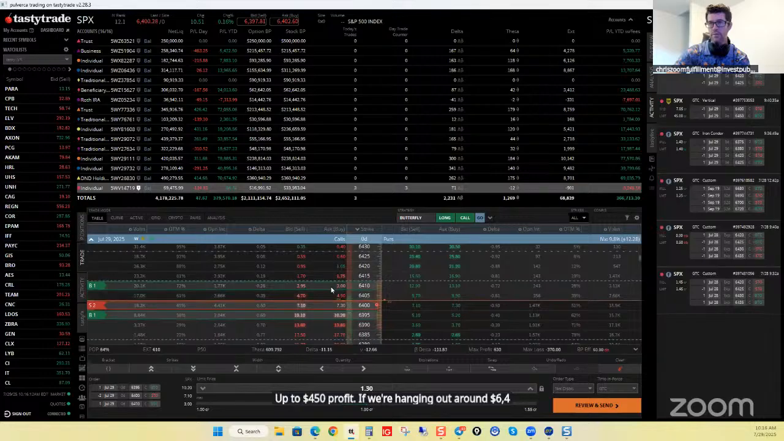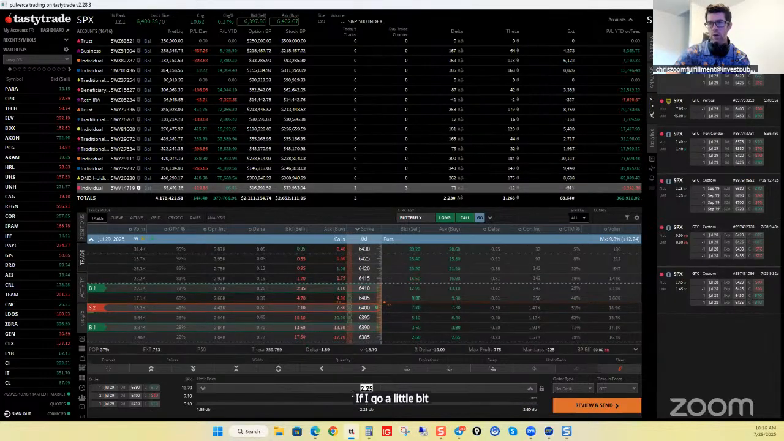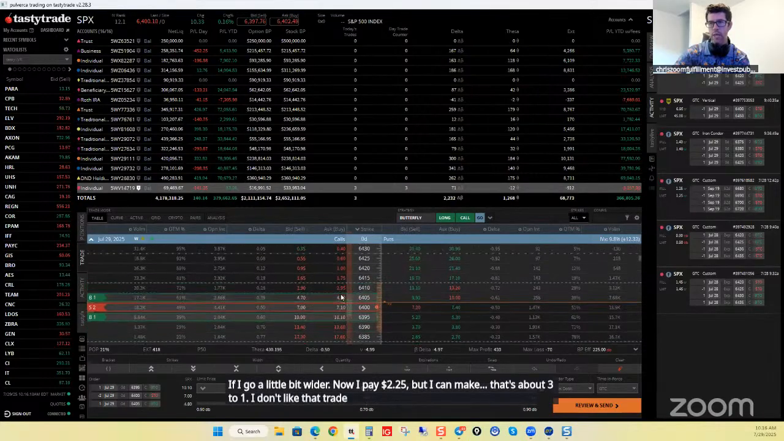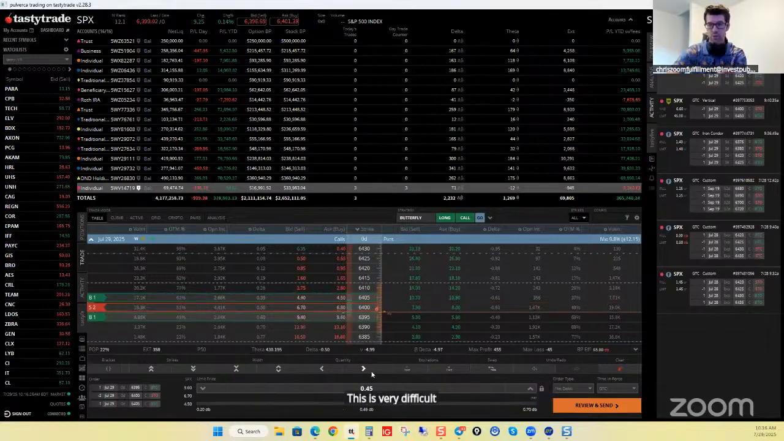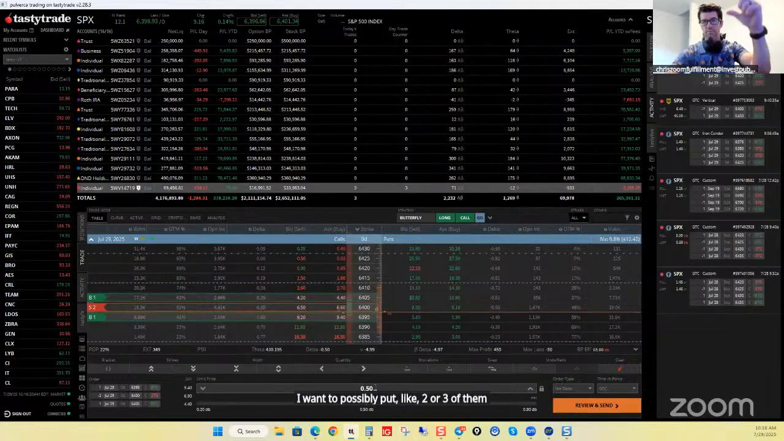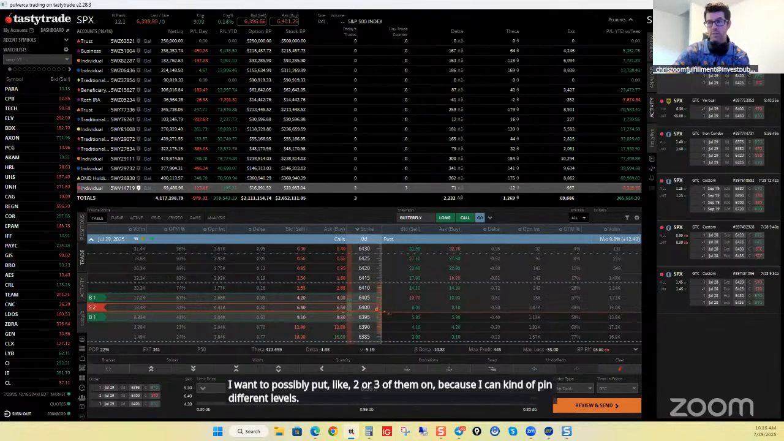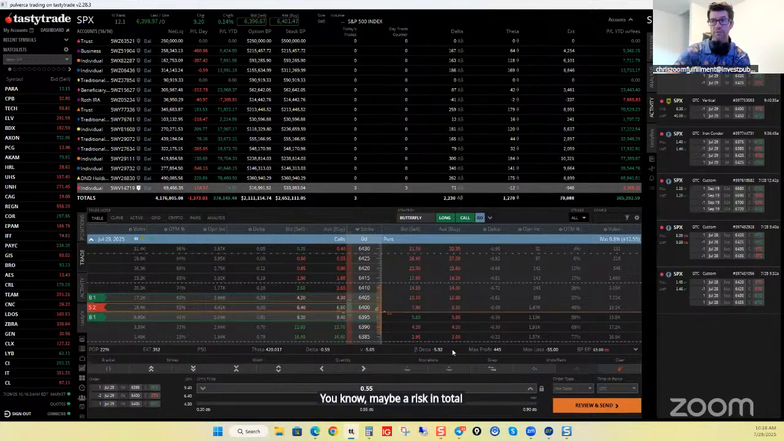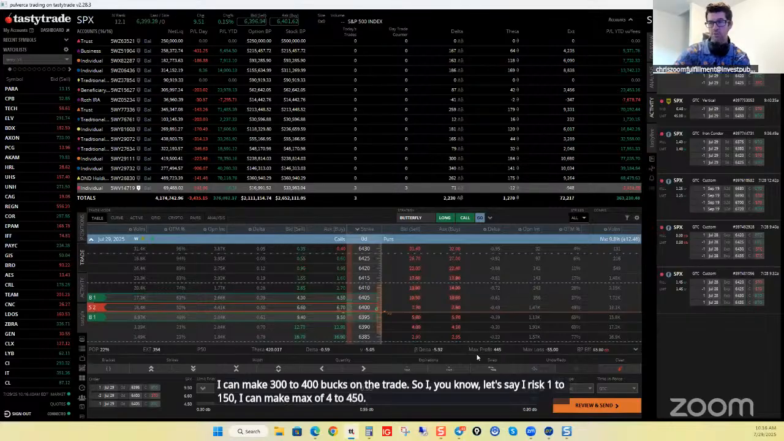If I go a little bit wider, now I pay 225, but that's about 3 to 1. I don't like that trade as much. This is way higher reward to risk, but it's a much lower probability trade. This is very difficult, which is why if I take this trade, I want to possibly put like 2 or 3 of them on because I can pin different levels, maybe risk in total $150. If I'm right on one of them, I can make $300 to $400 on the trade. So let's say I risk 100 to 150, I can make a max of 400 to 450. It pays for itself. I make a few $100.